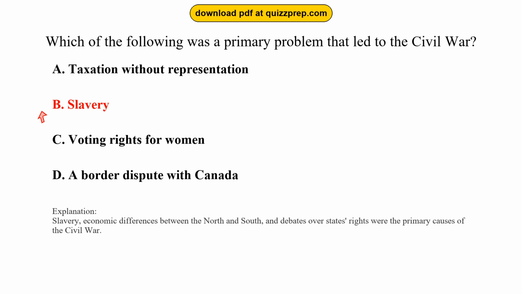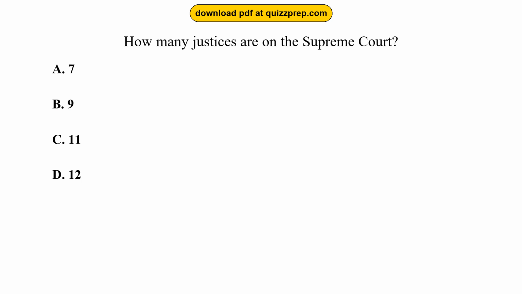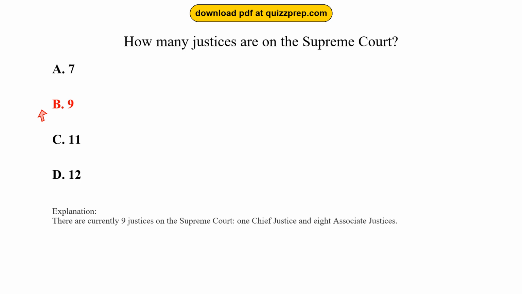War. Question 81. How many justices are on the Supreme Court? Option A, 7. Option B, 9. Option C, 11. Option D, 12. The correct answer is option B, 9. There are currently 9 justices on the Supreme Court, 1 Chief Justice and 8 Associate Justices.